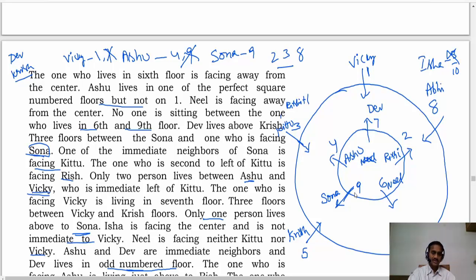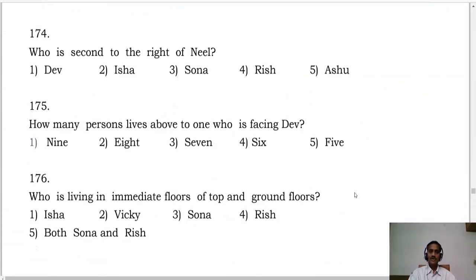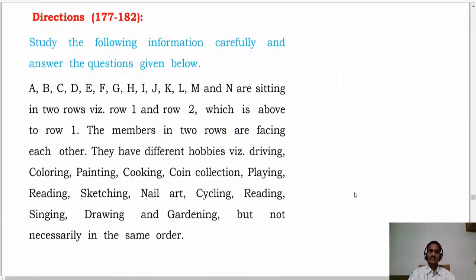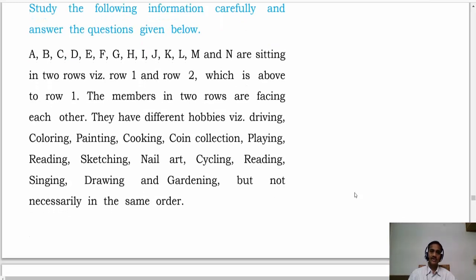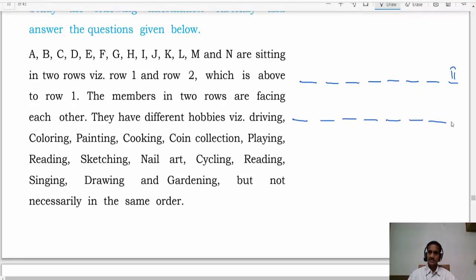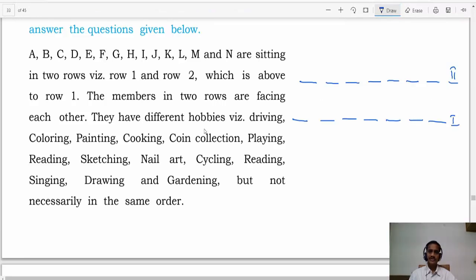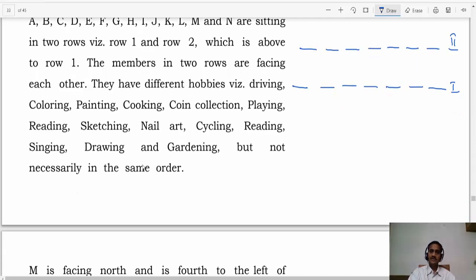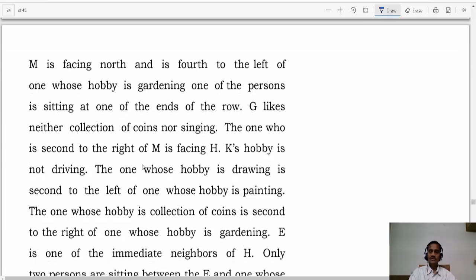Now this is about question numbers 171 to 176. Then 177 to 182, each one. A, B, C, D and 14 members are there. 2 rows, row 1 and row 2, and row 2 is above row 1. 7 persons in each row: 1, 2, 3, 4, 5, 6, 7. They have different hobbies, 14 members and 14 hobbies. Then M is facing north.